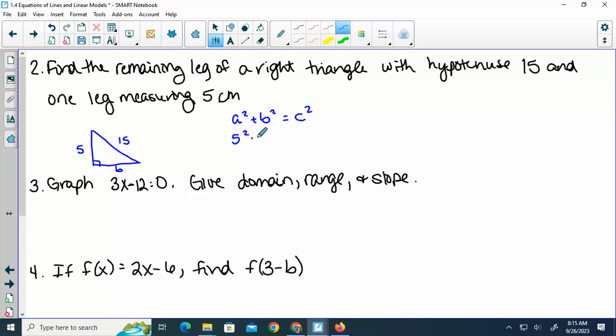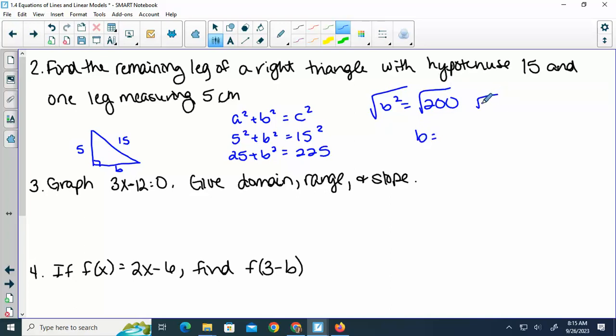So we have 5 squared plus b squared equals 15 squared. So 25 plus b squared equals 225. Subtract the 25 over, so b squared equals 200. Then what do we do? Take the square root on both sides. So b equals, all right, we could break this down into 10 root 2. So it's 10 square root of 2 centimeters. Right.